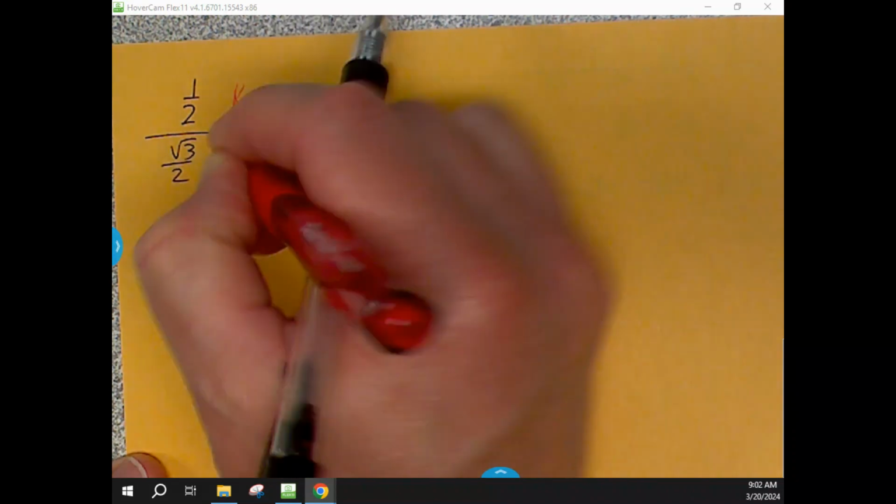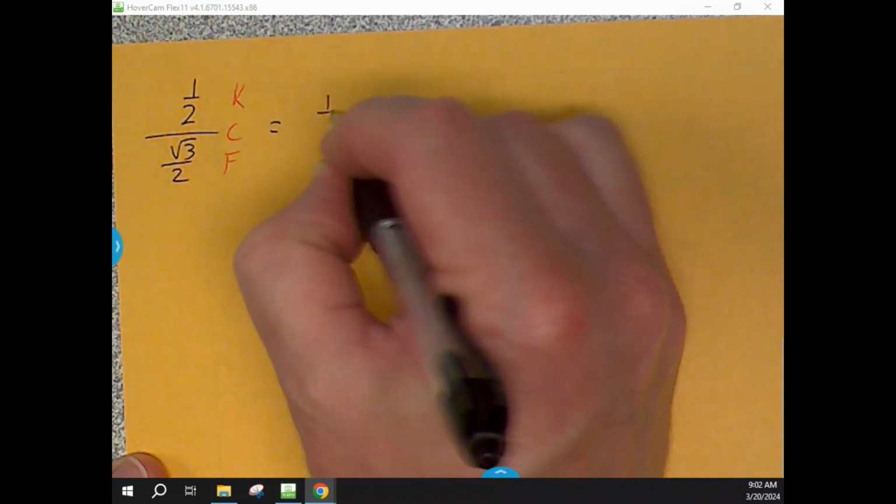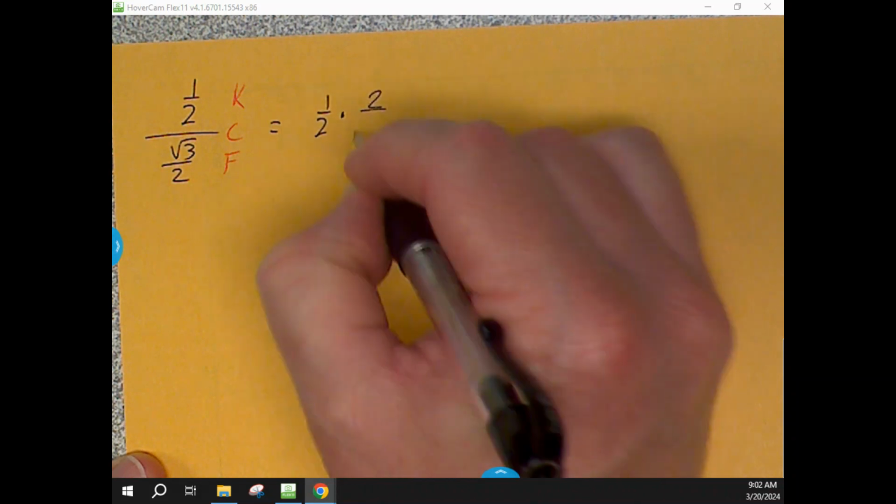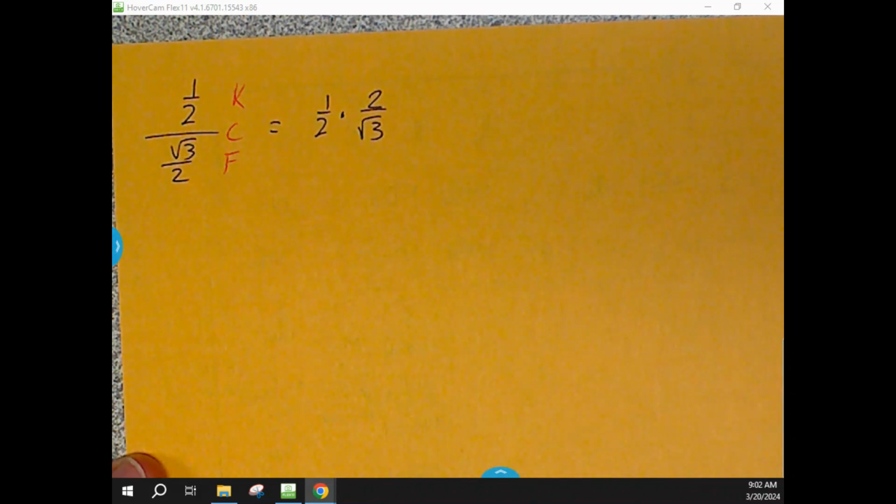All right, and don't try to squeeze it in that little box because it's not going to fit. So just flip this thing over the back so you got plenty of room for this one. All right, we're still going to do like we did before. We're going to keep it, we're going to change it, and we're going to flip it. So we're going to make this thing 1/2 times 2 over square root of 3.